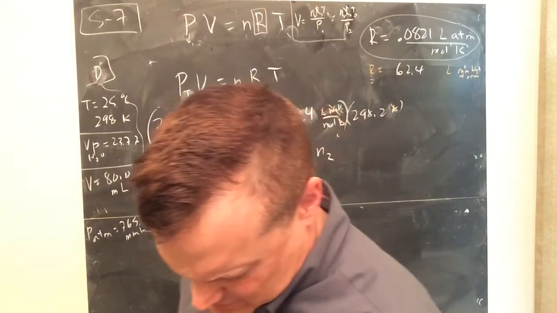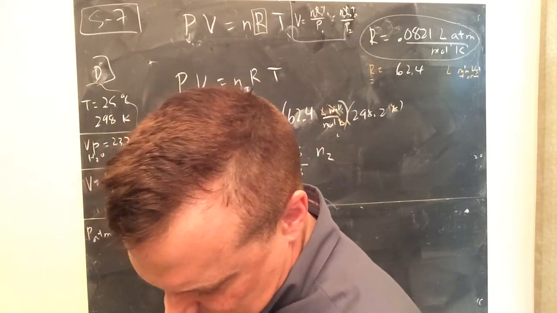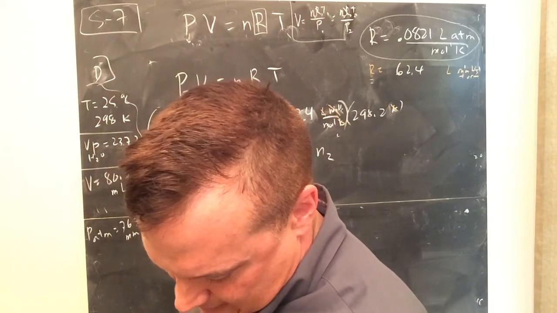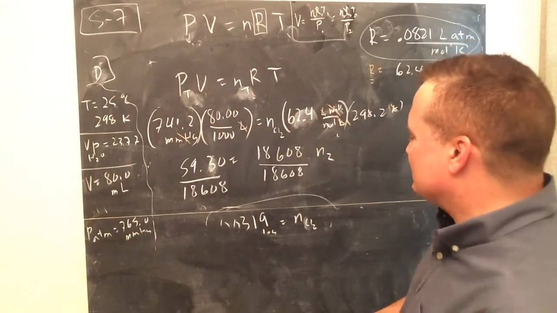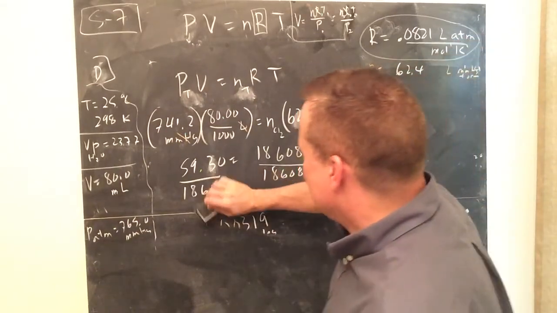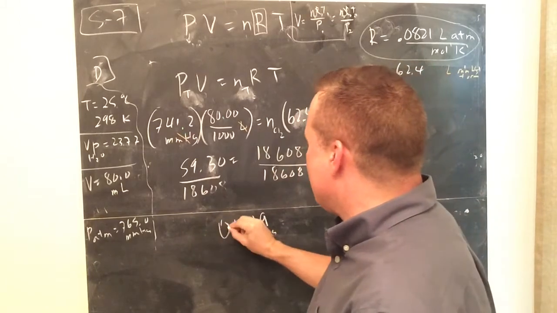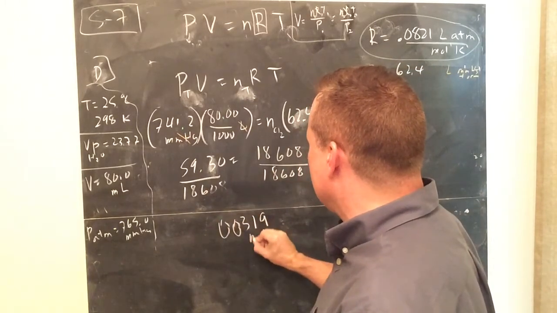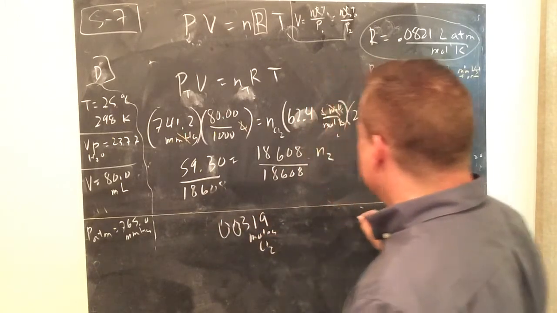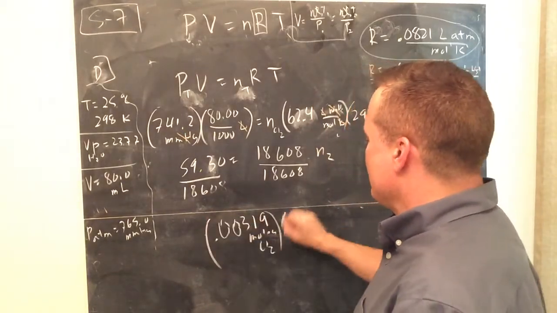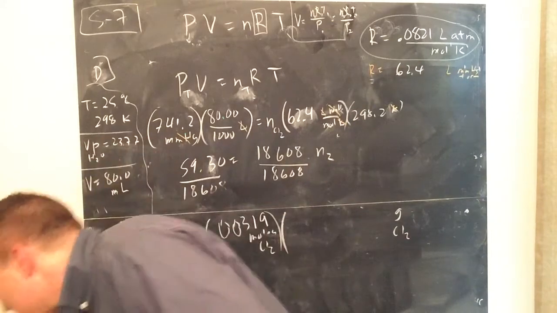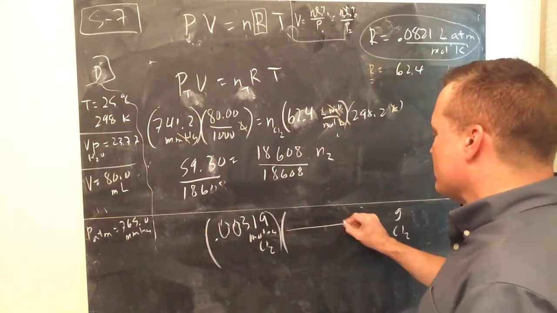Oh, let me see the last part. The last question says, what mass of chlorine? Oh, that's pretty easy. All right, so how many moles of chlorine? I'm glad I didn't completely erase it yet. You have 0.00319 moles of chlorine. So mass means how many grams of chlorine are there? So you could also write 3.19 times 10 to the negative 3. So go from mole to gram.